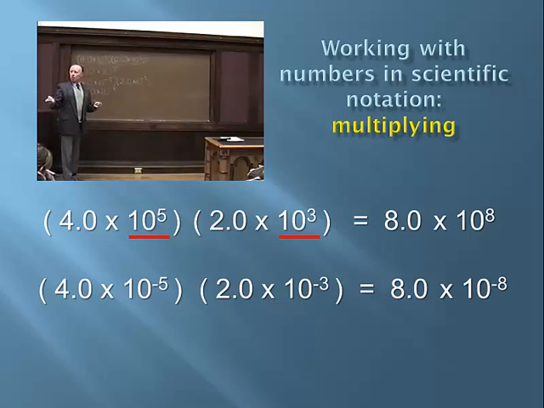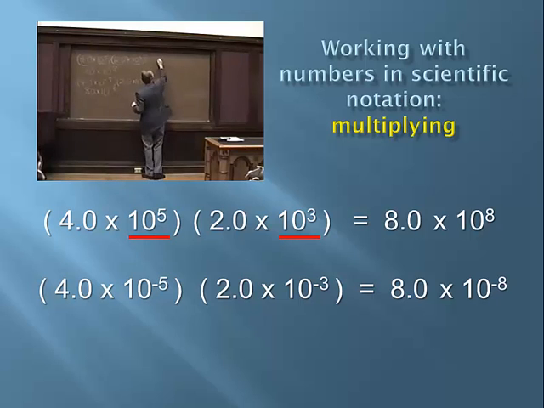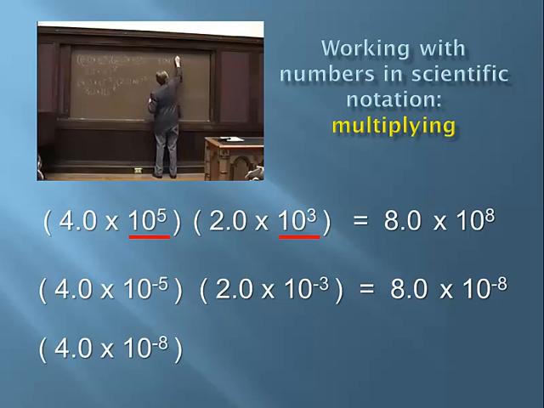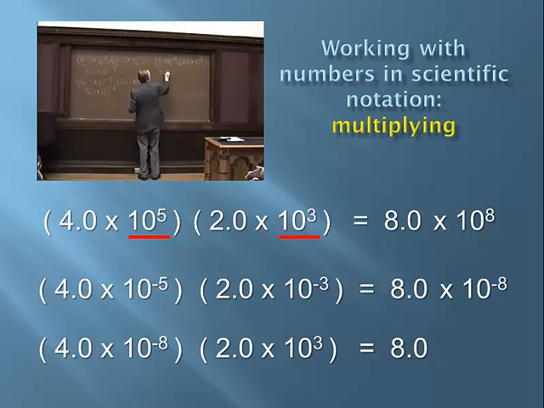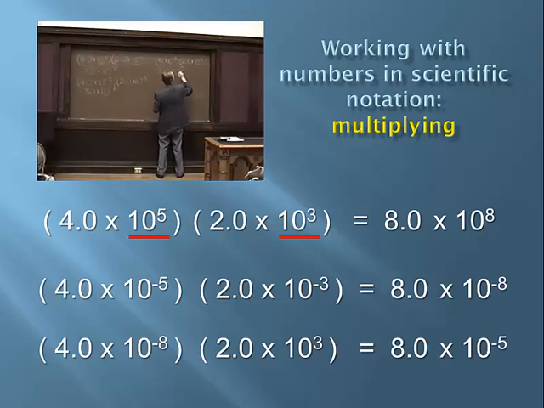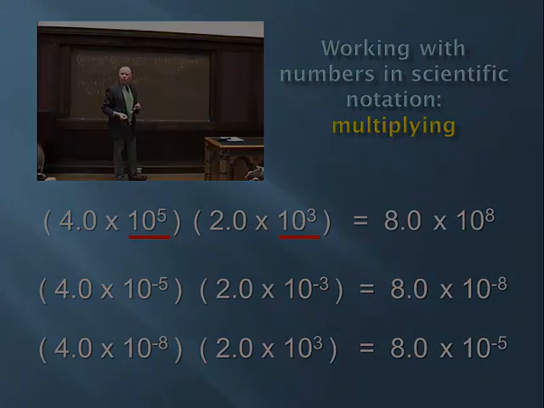What if we mix them? We have 4.0 times 10 to the minus 8 times 2.0 times 10 to the plus 3. Well, once again, we simply add them together. So the result will be 8.0 times 10 to the, what do you suppose? 10 to the minus 5th, not 10 to the 5th. Minus 8 plus 3 is minus 5. Right?